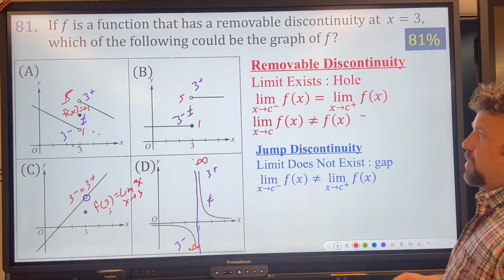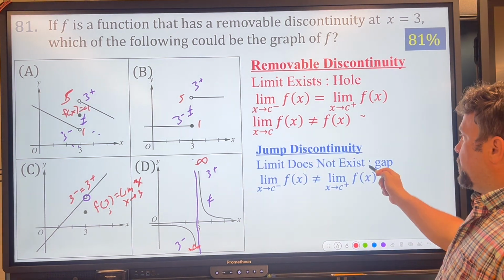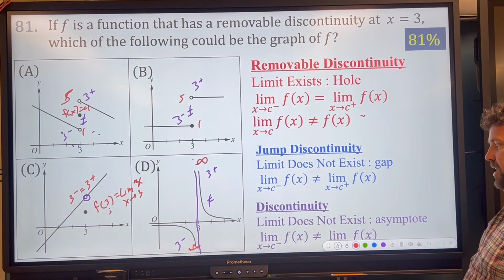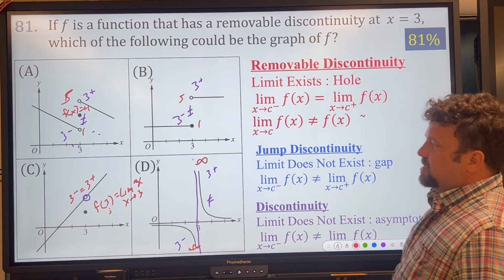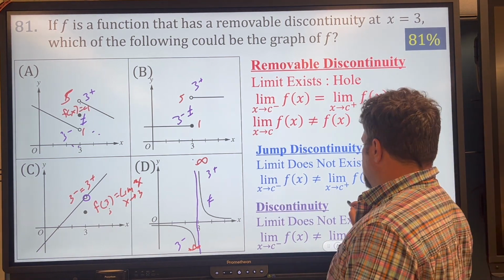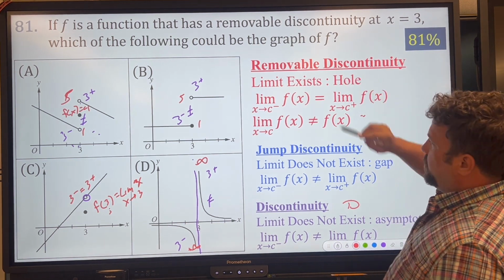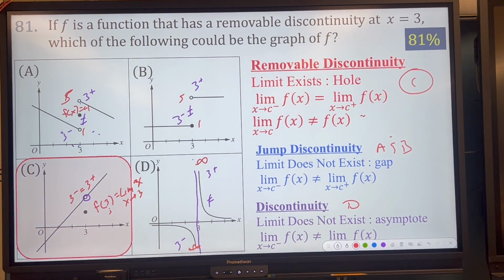This means there's a gap. So both A and B are jump discontinuities. And then finally you just get a straight up discontinuity. That means the limit doesn't exist ever. That would be your asymptote. So the discontinuity is D. The jumps would be A and B. And the one where the limit exists, our answer, would be C.